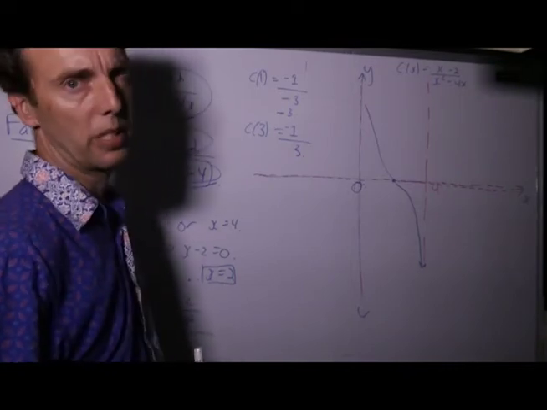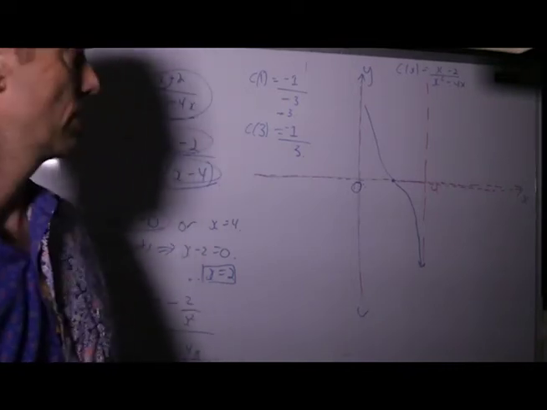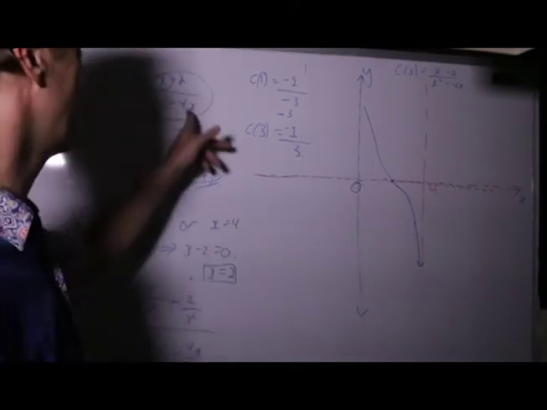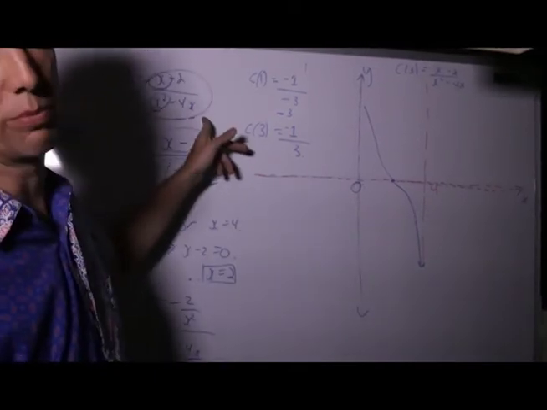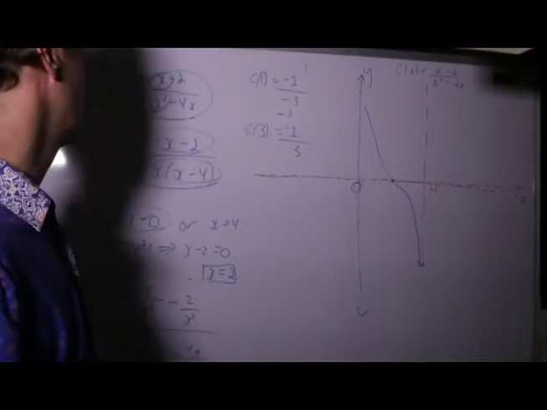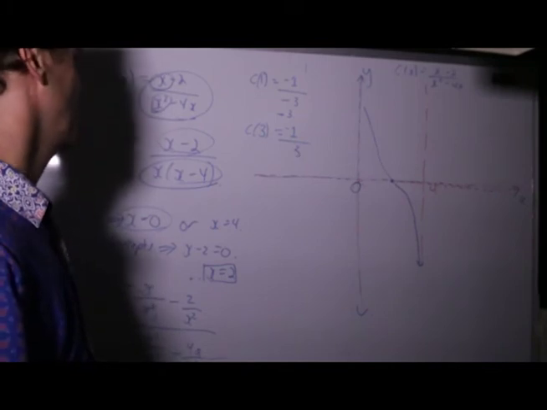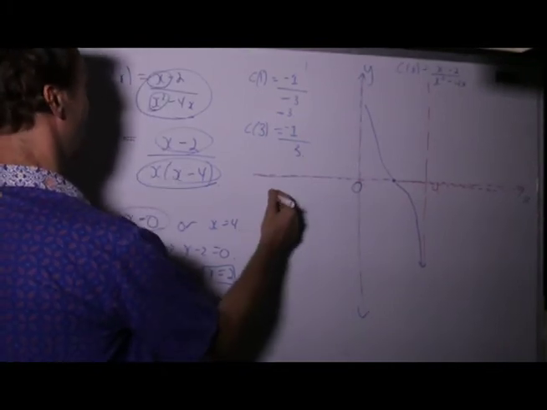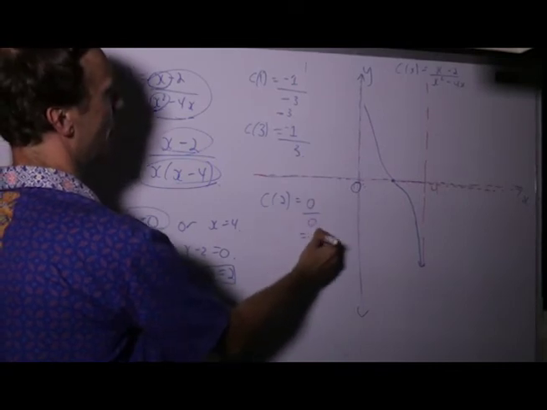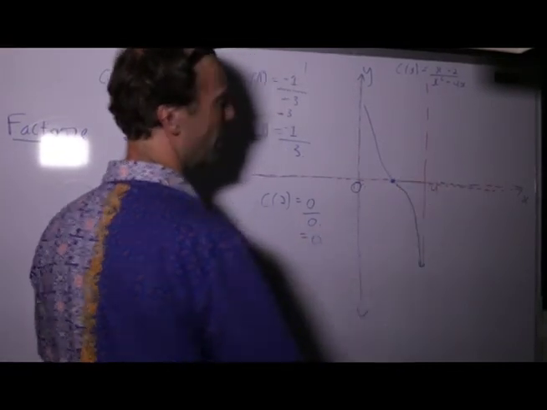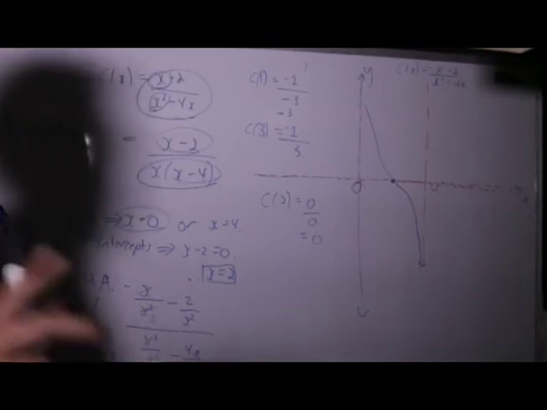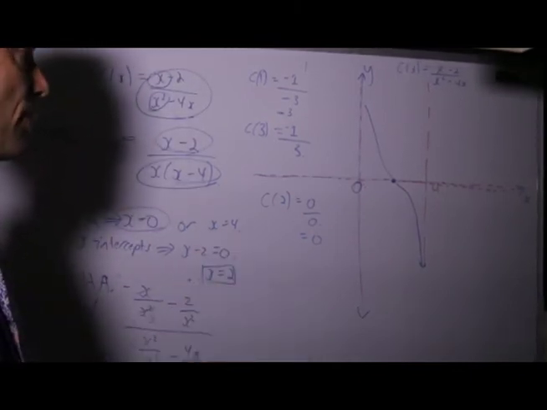And yes, it does actually cross the horizontal asymptote. If you test at x equals 2, you will find that it is actually defined. c of 2 should be 0 divided by something, which will give you 0, so yes, it does actually cross, and it is defined. This is different from the vertical asymptote, where it never crosses. It's just a slight difference, okay? You need to test those things.